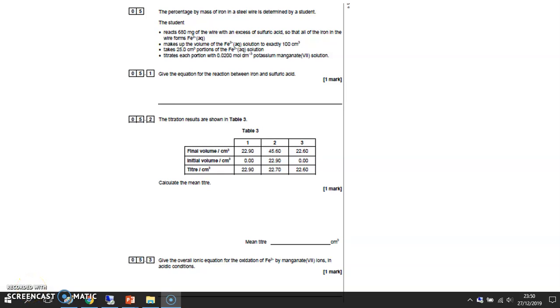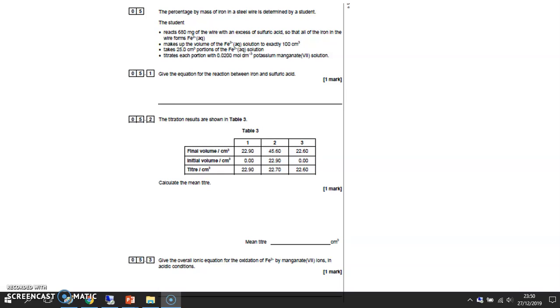Question 5. The percentage by mass of iron in steel wire is determined by a student. The student takes 680 milligrams, or 0.68 grams, of the wire with an excess of sulfuric acid so that all the iron in the wire forms Fe2+. Makes up the volume of Fe2+ to 100 cm³, takes 25 cm³ portions, and titrates each portion with 0.02 mol per dm³ potassium manganate(VII) solution.